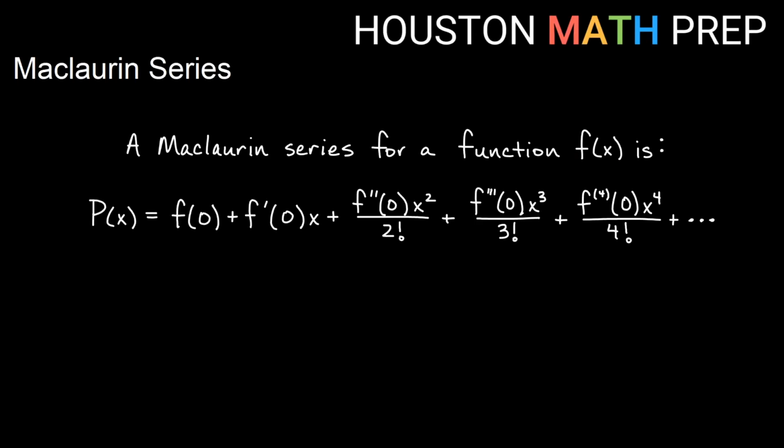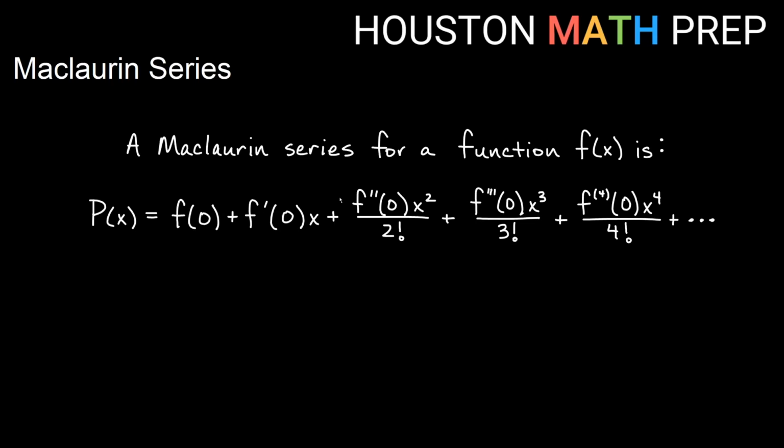And so if we keep generating more and more terms using this pattern, then we get what's called a Maclaurin series. This polynomial, if we have an infinite number of terms, is called a Maclaurin series. And that's when we approximate a function around x equals 0, around its y-intercept. Obviously, we assume that the function and its derivatives are all defined at 0.